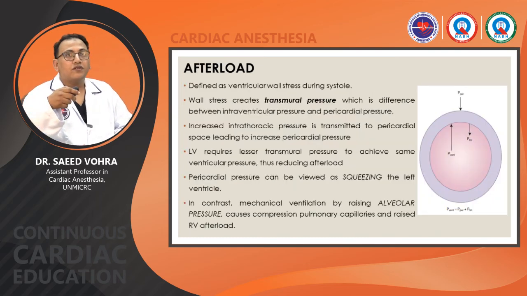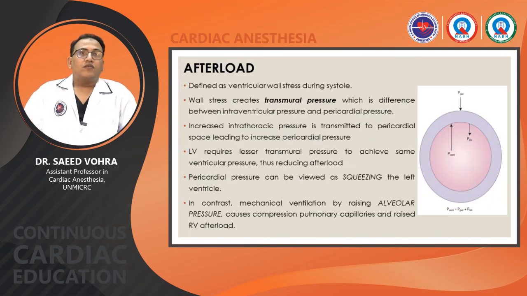Now, how will mechanical ventilation affect the afterload? Afterload is defined as the ventricular wall stress during systole. Wall stress creates a transmural pressure, which is the difference between the intraventricular pressure and the pericardial pressure. Now increased intrathoracic pressure is transmitted to the pericardial space, leading to increased pericardial pressure. With mechanical ventilation, the left ventricle requires a lesser transmural pressure to achieve the same ventricular pressure, thus reducing the afterload. In simple terms, pericardial pressure can be viewed as squeezing the left ventricle.